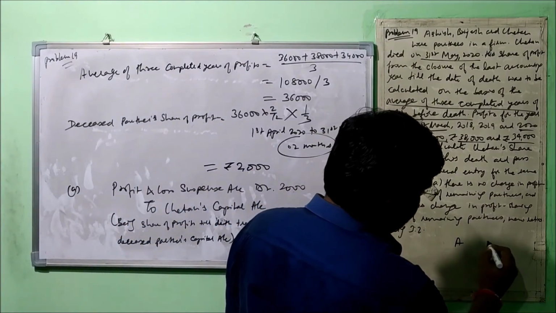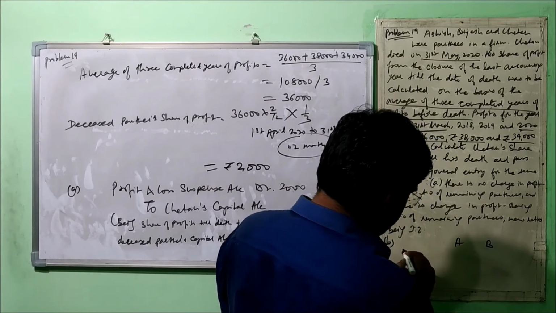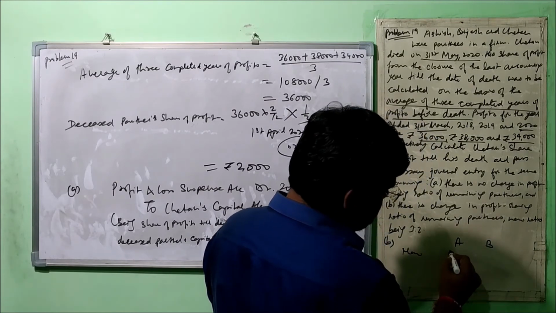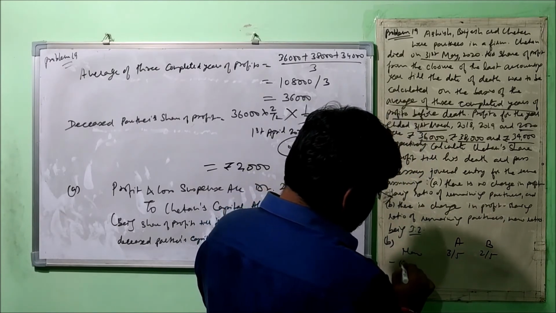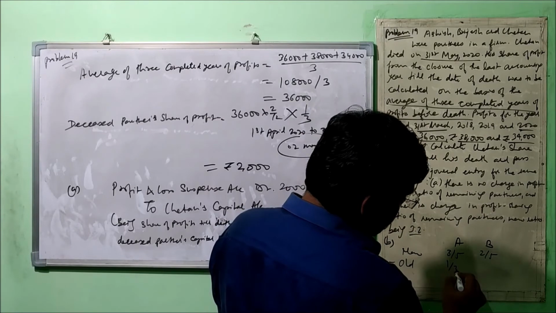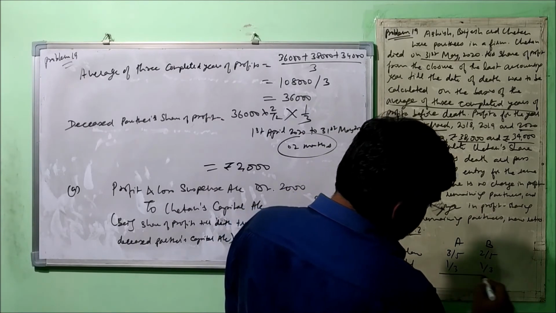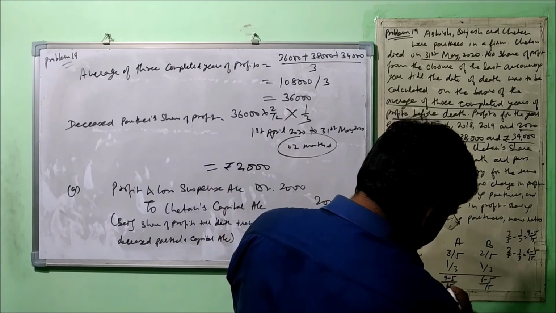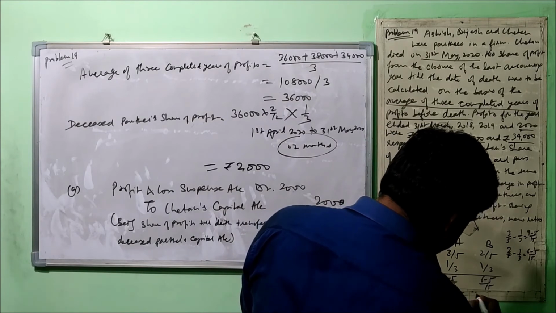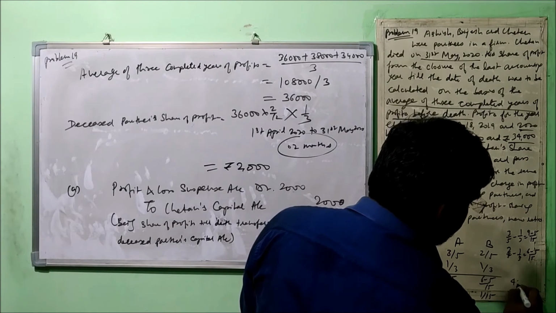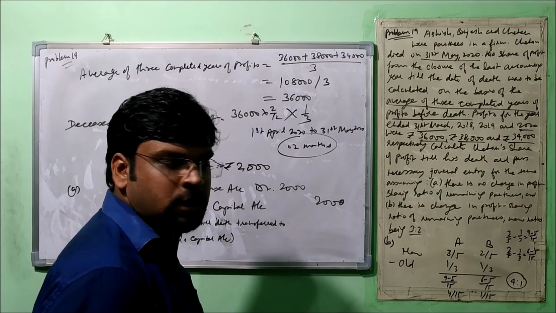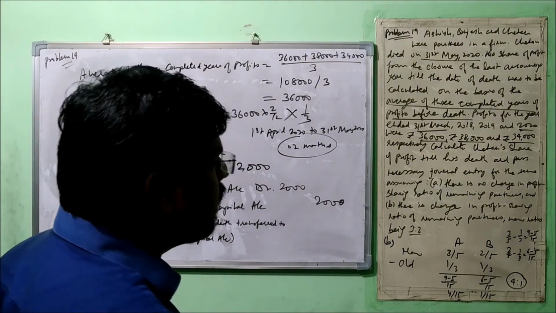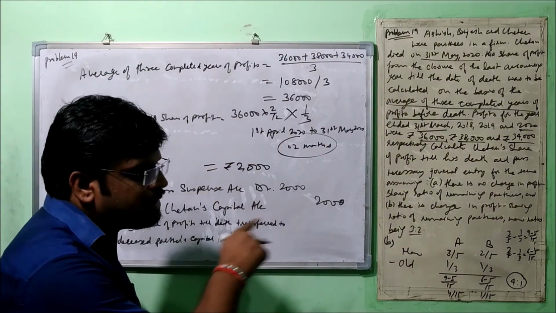So who are the partners remaining? Ashish and Brajesh. What is their new ratio? It is given here 3 by 5 and 2 by 5. Fine. And what was their old ratio? Old ratio was 1 by 3 and 1 by 3. Let's calculate. So we get 4 by 15 and 1 by 15. We can say 4 is to 1 is their gaining ratio. Fine. So this amount will be compensated by these two in this ratio.